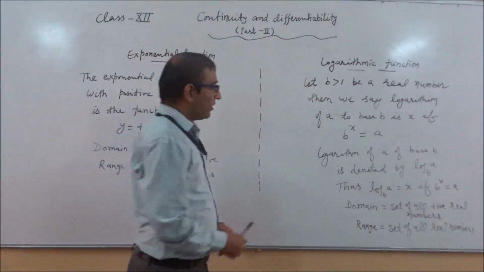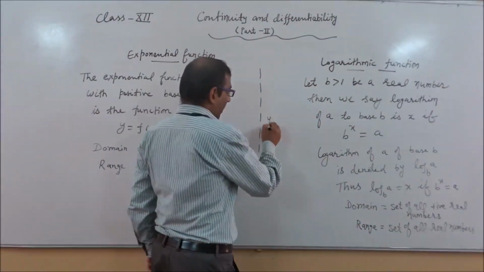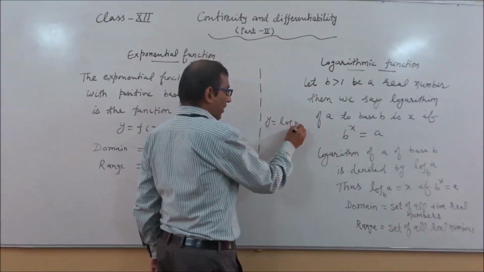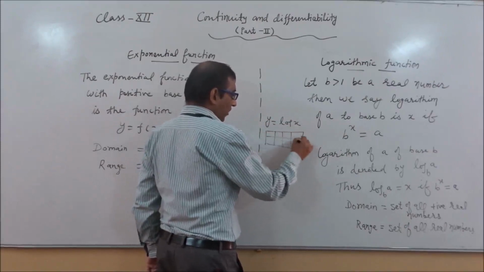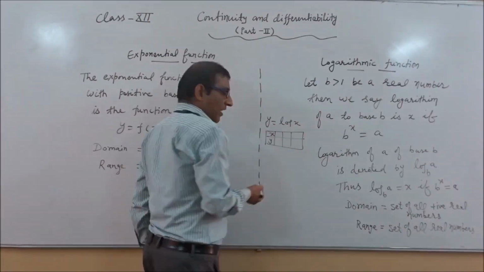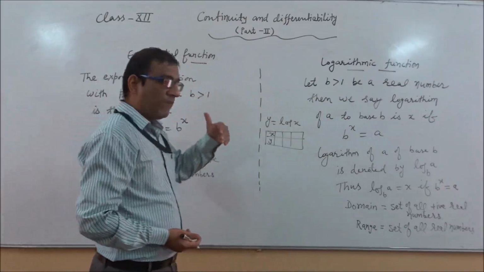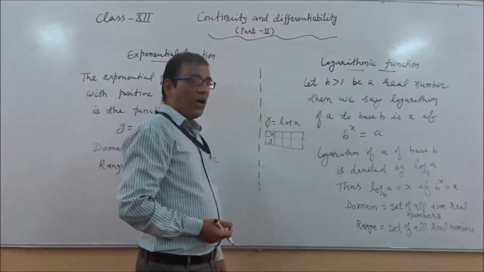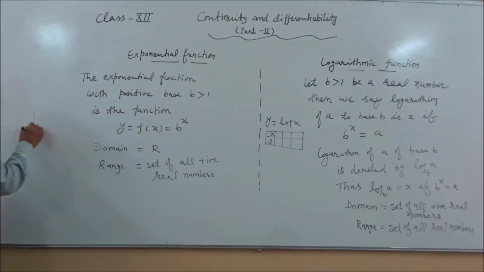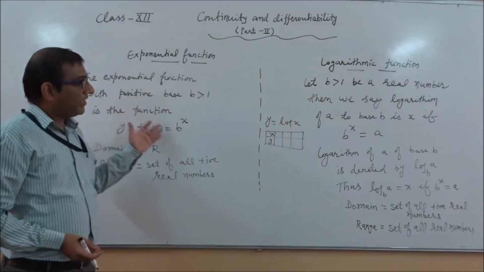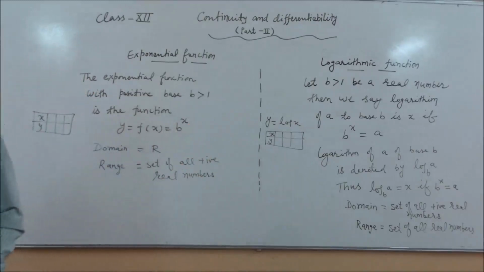And if you want to plot the graph, for example, the graph of y equals log x, how can we plot it? As usual, we will put different values of x, then we will get different values of y, and then we will easily plot the graph of the logarithmic function. Same for the exponential function. Here again we will put different values of x, get different values of y, and we will easily plot the graph for this type of function.